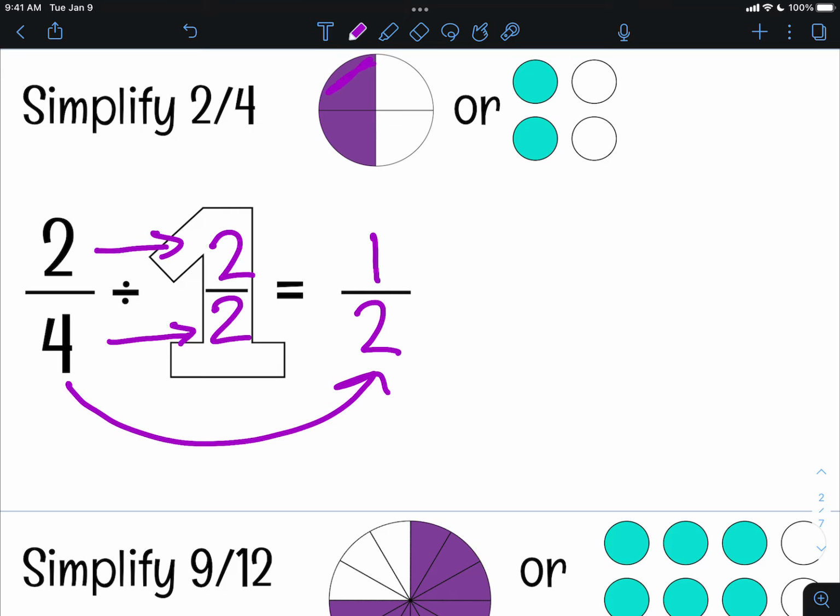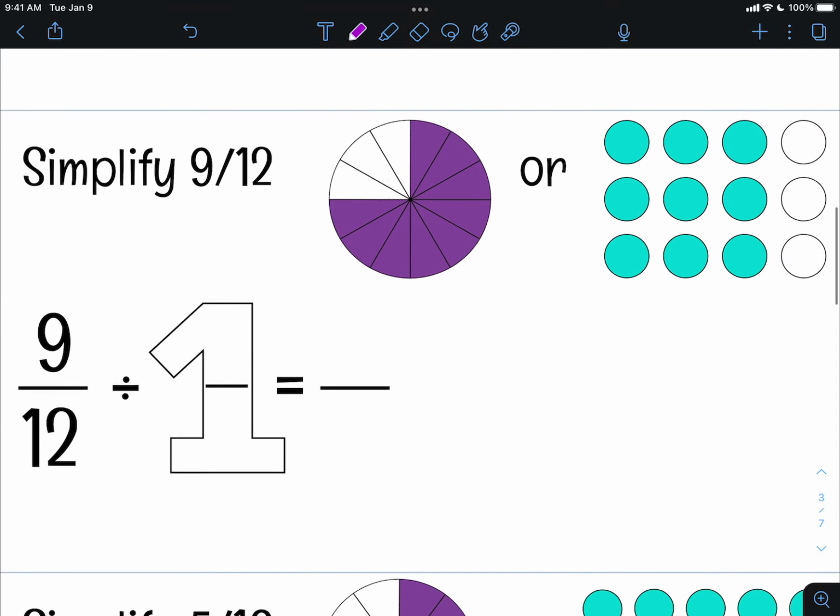And we can see that in our picture here. Half of the circle is shaded in, and technically half of these circles are shaded in. Or another way to think of it too is we could split them up into other groups and half of each of those in the group is shaded in.